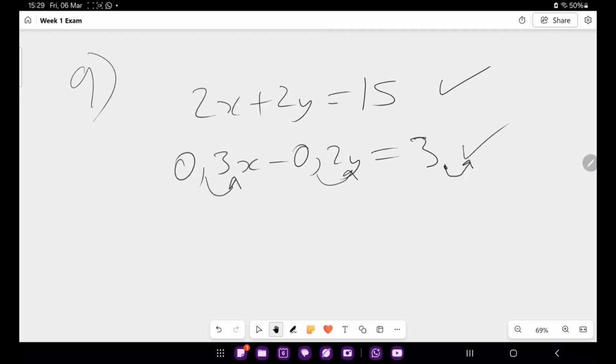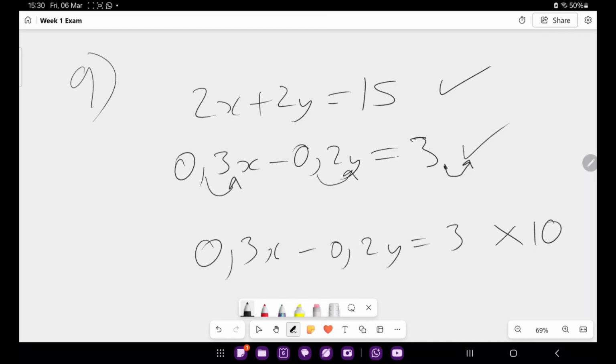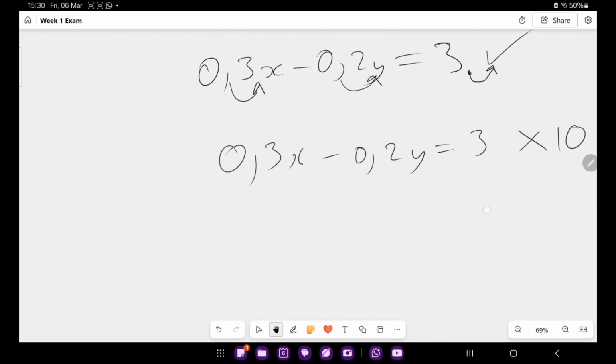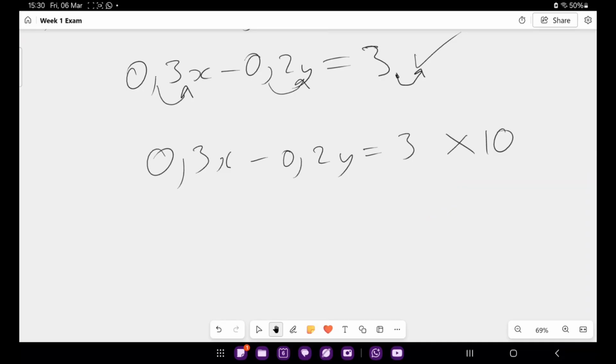Okay, so I'm going to choose multiplying by 10. So I'm going to take 0.3x minus 0.2y is equals to 3. Then I'm going to say times 10. So meaning everything in this equation is multiplied by 10. So 0.3x times 10, we get 3x, minus 0.2y times 10, we get 2y, is equals to 3 times 10, which is 30. Okay, so 3x minus 2y is equals to 30.